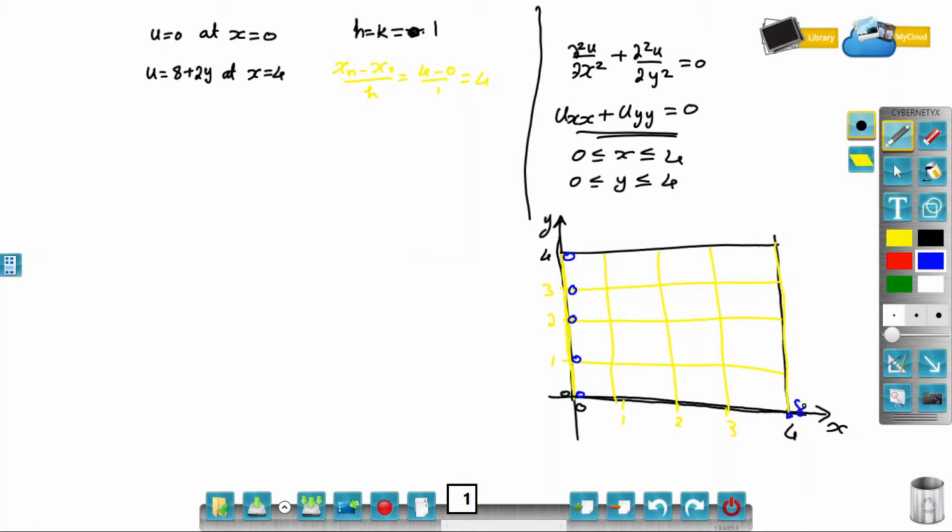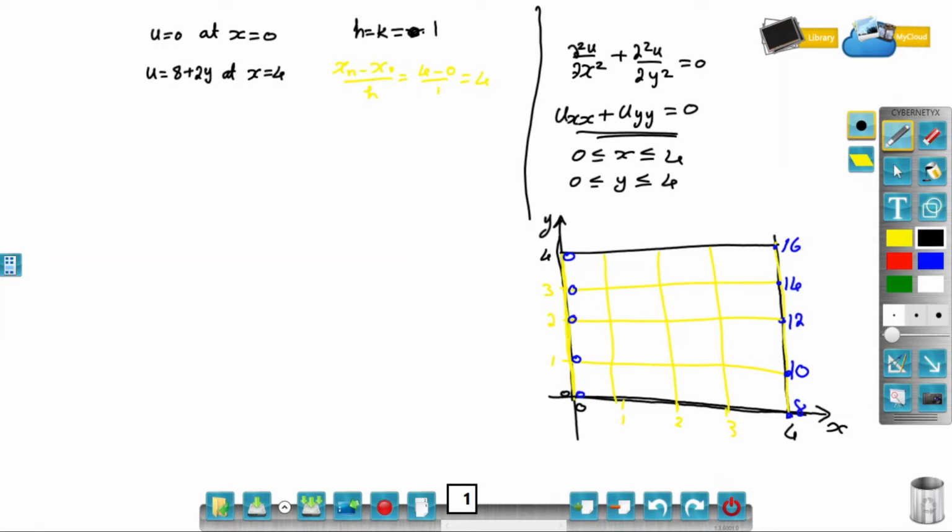Now what about this point? Here y = 1, so 8 + 2 into 1 is 10. What about this point? This is y = 2, so 8 + 2 into 2 is 12. This is y = 3, so 8 + 2 into 3 is 14. Then here y = 4, so 8 + 2 into 4 is 16. So this is the second boundary.